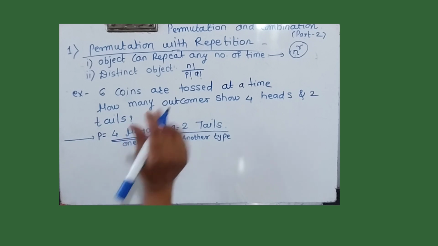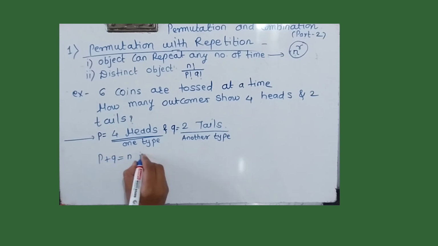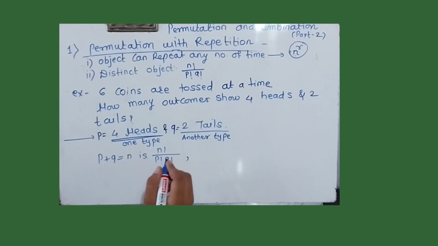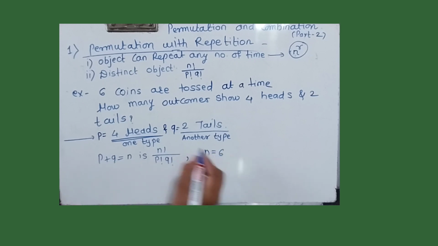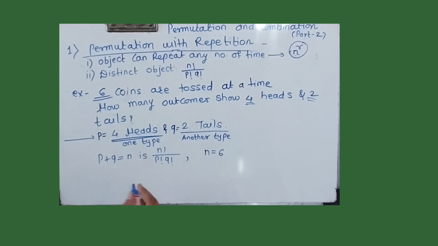By using the above formula, I write here P plus Q equal to n is n factorial upon P factorial into Q factorial. So P plus Q is 6, so my n is 6. See here, 6 coins, and 4 plus 2 is 6. So put the values in the formula: 6 factorial upon 4 factorial into 2 factorial. Now solve this. We already know how to solve this.